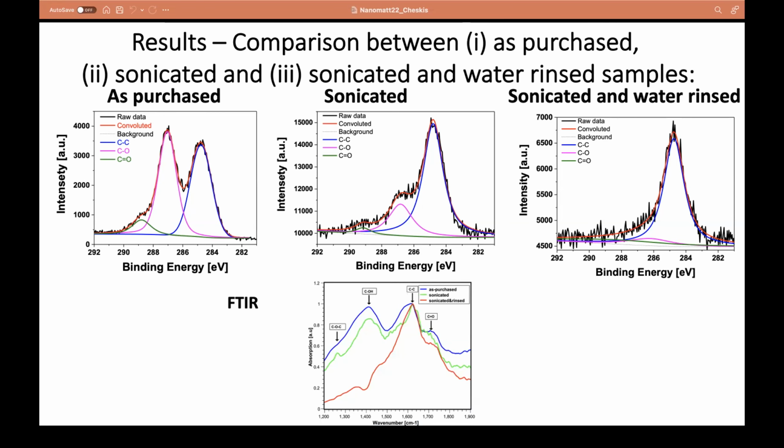In addition, we performed FTIR measurements and compared our results. We see the components of different functional groups that we have on this material, and also in the FTIR measurement we see a drastic reduction of these oxygen groups after the sonication and rinsing process.